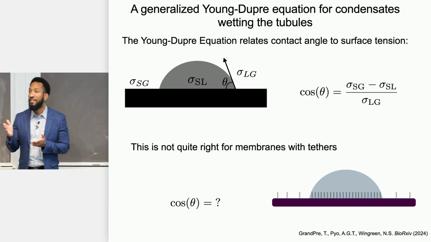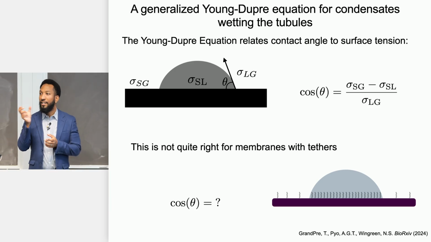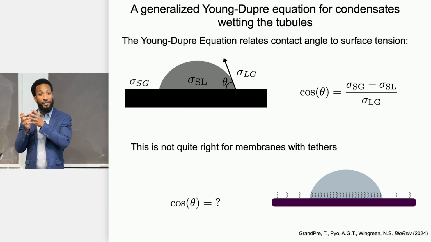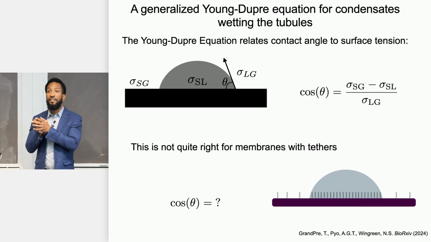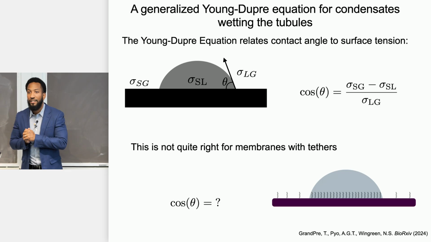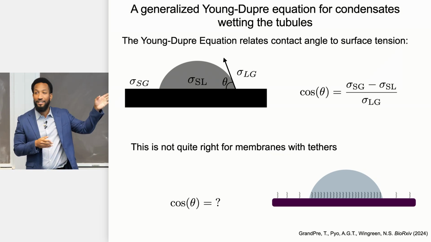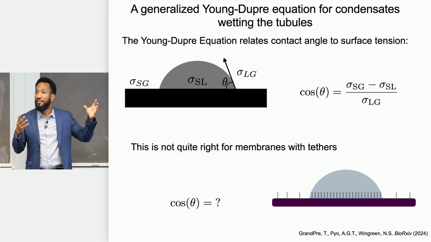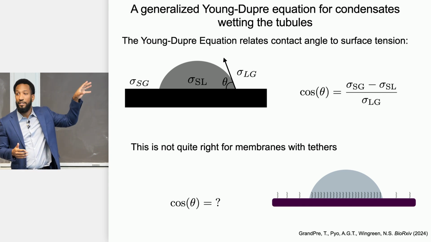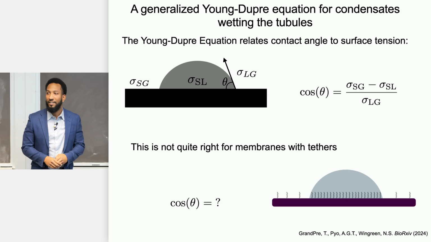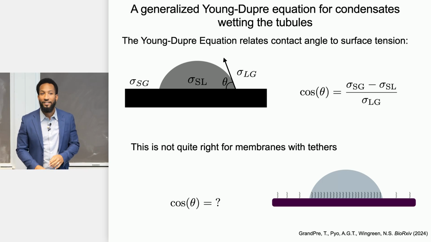But as I mentioned, these tubules are interacting with the liquid-like droplet, or the condensate, via these tethers or surfactants. So one thing that we've been working on is how do you describe this type of phenomena within this Young-Dupré framework. Does that make sense? Am I defining this well? Okay.